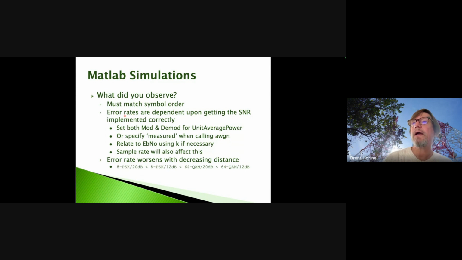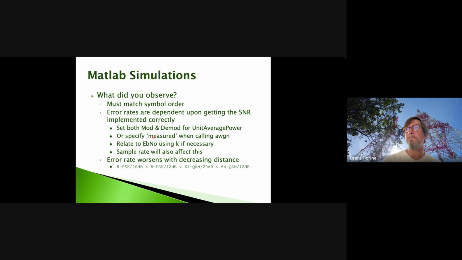So that's one conclusion. Error rates are dependent upon getting the SNR, the signal noise ratio, implemented correctly. So you want to set both the modulator and demodulator for unit average power, for example, in the case of a QAM, where the energy of each constellation point might be different depending upon which ring it's in. It's a bit of a quirk of where we're at, in that we're not implementing some sophistication in our receiver that would be able to calibrate the amplitude levels. So you can specify unit average power for both the modulator and the demodulator, and you'll get accurate results.